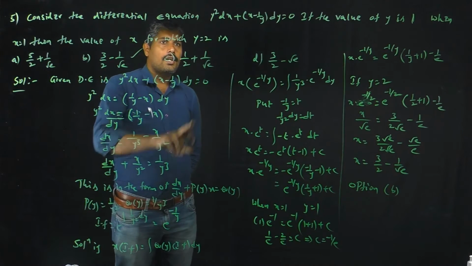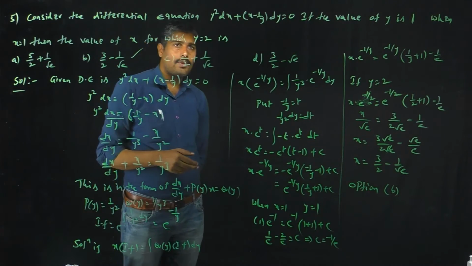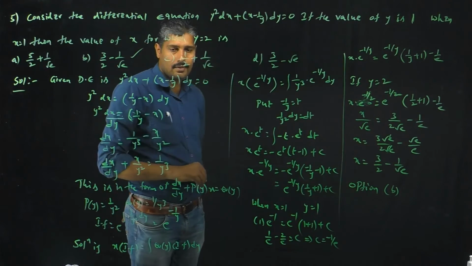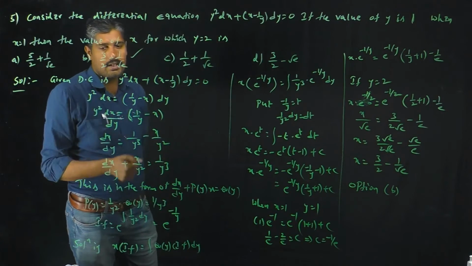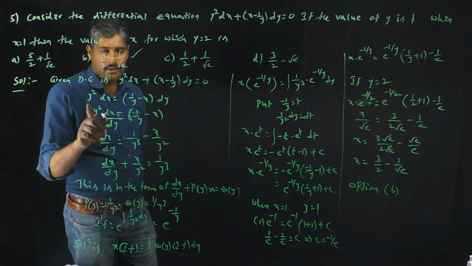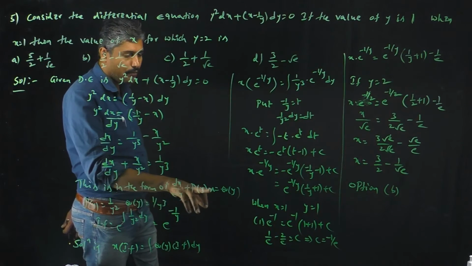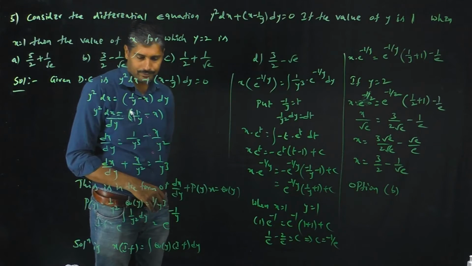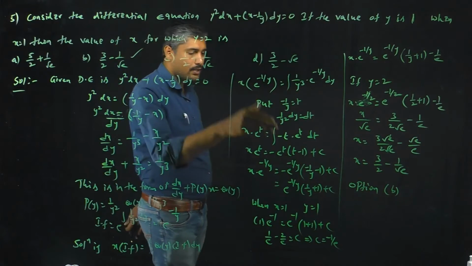Here this is not separating the x terms and y terms, and also this is not homogeneous, this is not non-homogeneous. That's why I am checking the linear differential equation. That's why the form of dx by dy. Therefore dx by dy plus p of y into x equal to q of y. First find the integrating factor, then after that the solution.